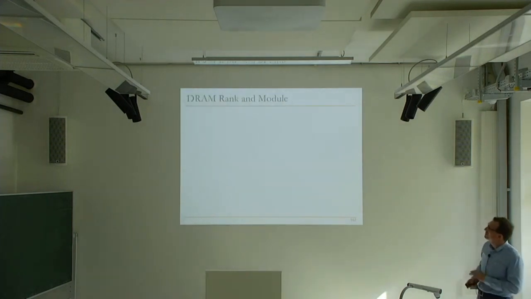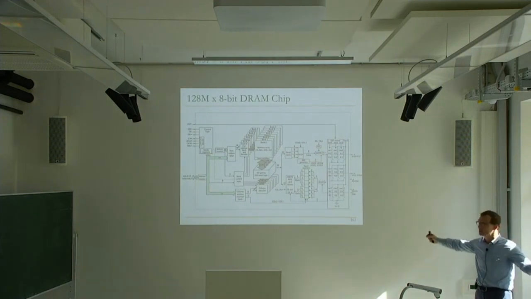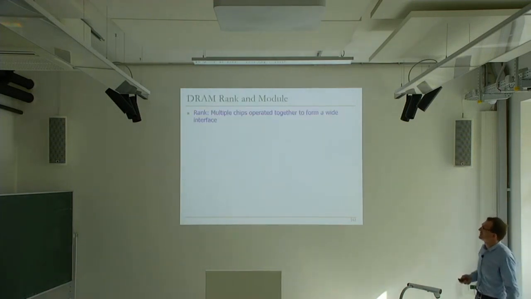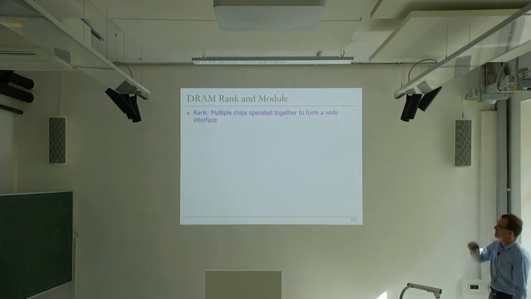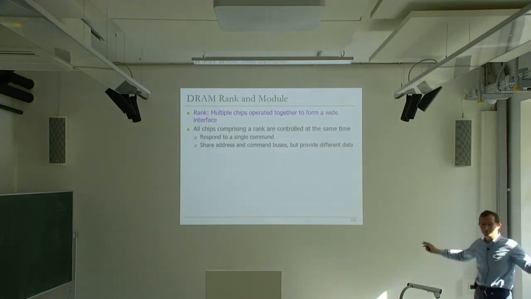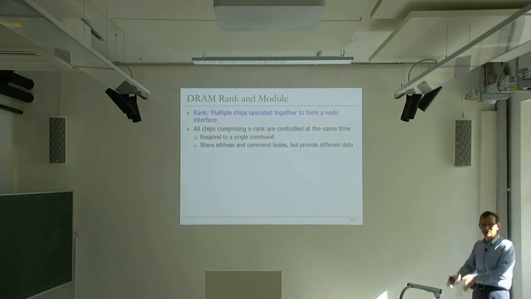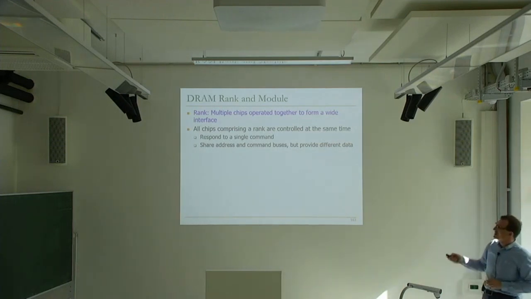Okay, now we're going to introduce something that widens the interface. So the interface here is only 8 bits. In consecutive cycles, you get 32 bits. But what if you want to get much higher? This is the idea of a DRAM rank. Essentially, you put multiple chips on a single module so that you can form a wide interface. I'm going to show you a picture of this. But basically, all chips comprising a rank are controlled at the same time. They respond to a single command. They share address and command buses, but provide different data across different data buses. Essentially, this is like a rank of soldiers.